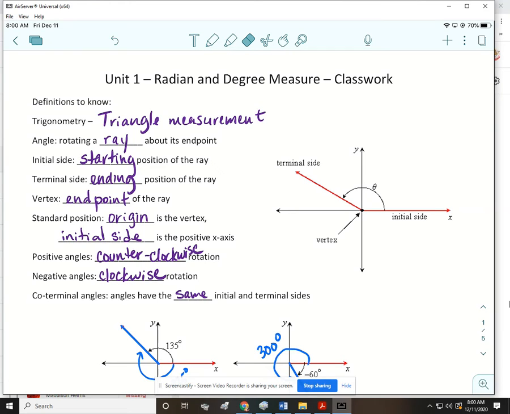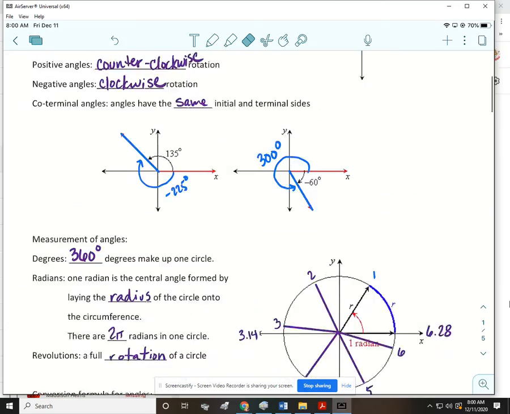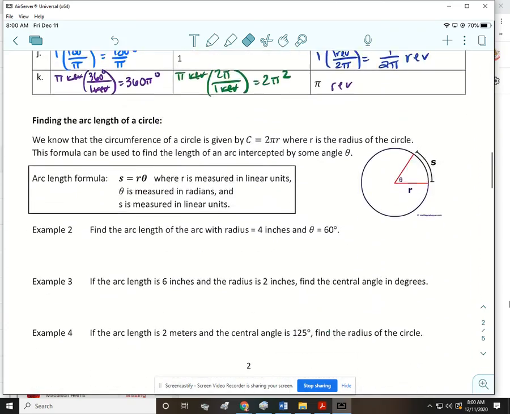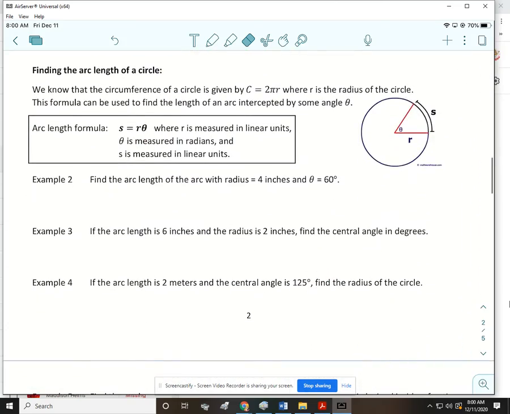All right, we're going to continue on this Unit 1 Trig packet. So we finished through the table for example 1. Now we're going to start talking about a couple of formulas. And the first one is finding the arc length of a circle.